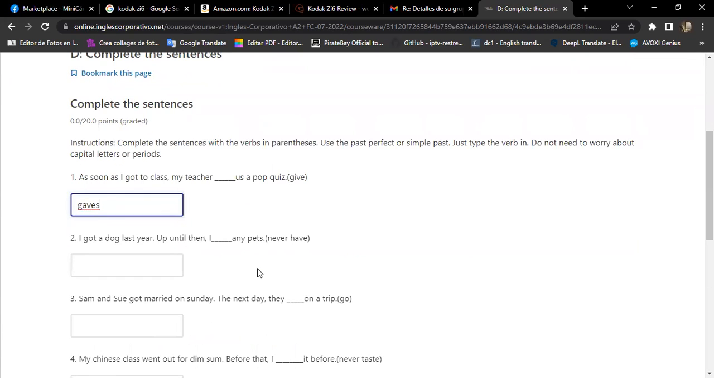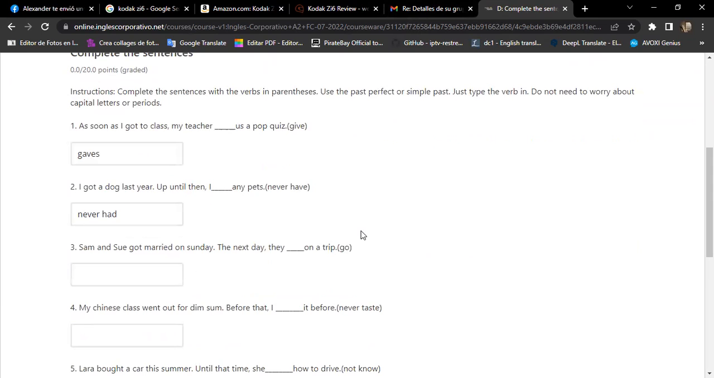I got a dog last year. Up until then, I never had. In the first one it is without "have" because it's in the past. Okay, number three, Sam and Sue got married on Sunday. The next day, they went.